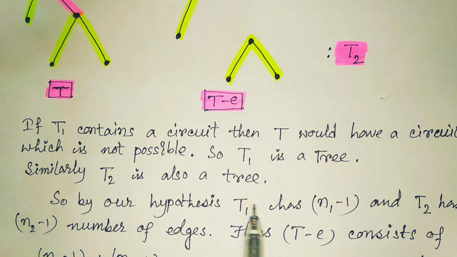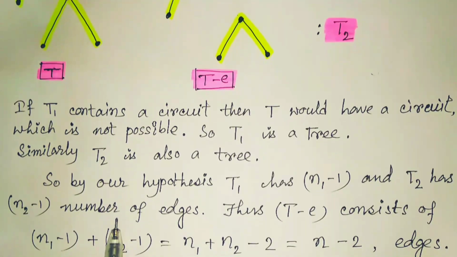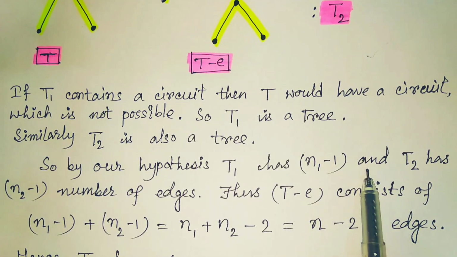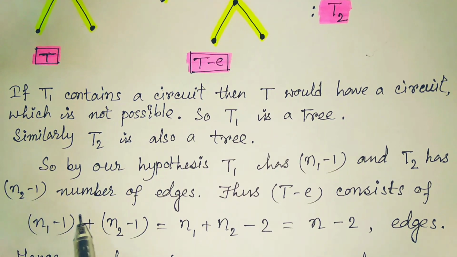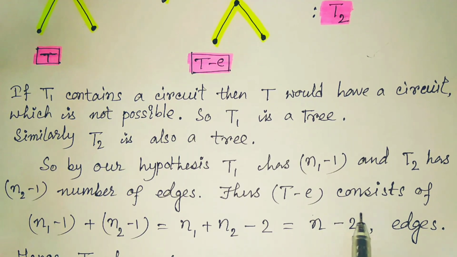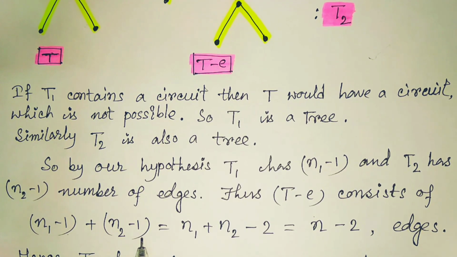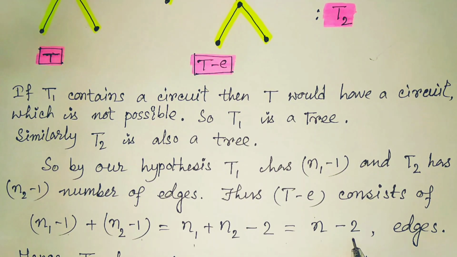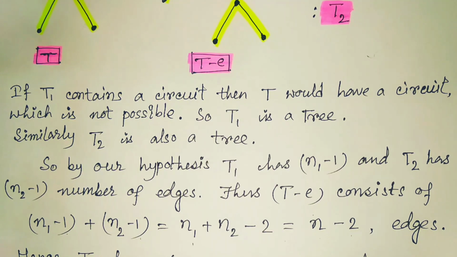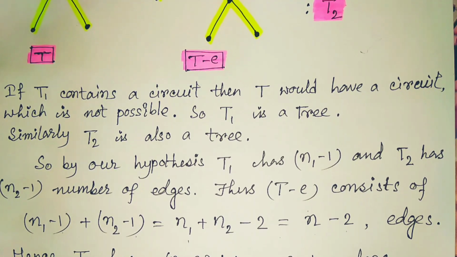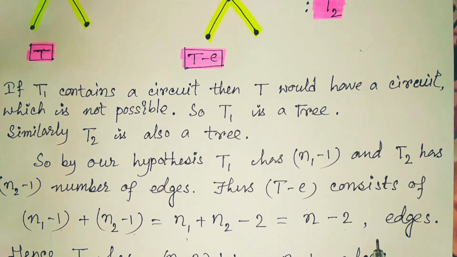Similarly, T2 is also a tree. So by our hypothesis, T1 has n1 minus 1 and T2 has n2 minus 1 number of edges. Thus, T minus E consists of n1 minus 1 plus n2 minus 1, which is equal to n1 plus n2 minus 2, that is n minus 2 number of edges in total. So the graph T minus E contains a total of n minus 2 edges.